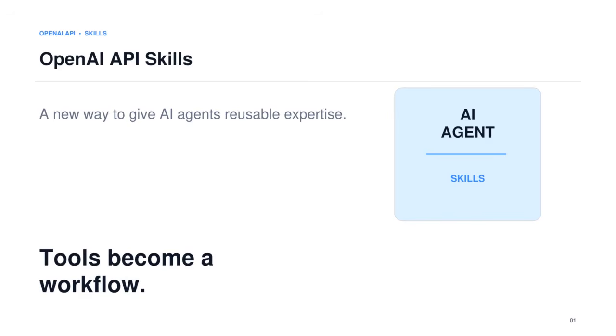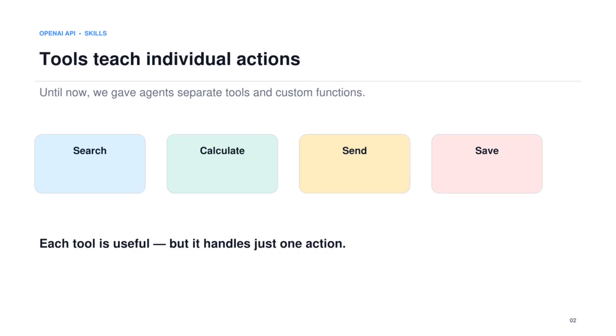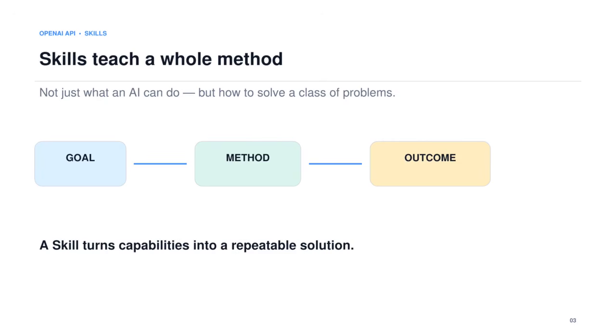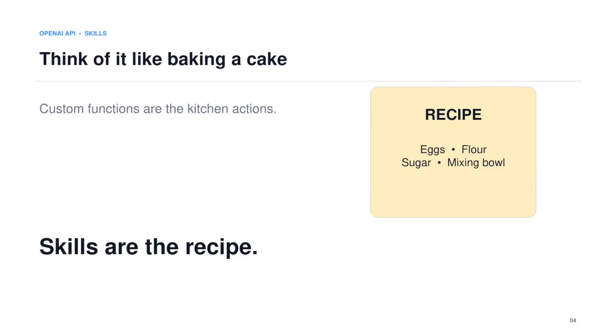One of the most exciting new additions to the OpenAI API is Skills. Skills take AI agents to the next level. Up until now, we've been giving our agents individual tools and custom functions. We were essentially teaching them individual actions they could perform. But Skills are different. Instead of teaching an AI what it can do, Skills teach it how to solve an entire class of problems. Think of it like baking a cake.